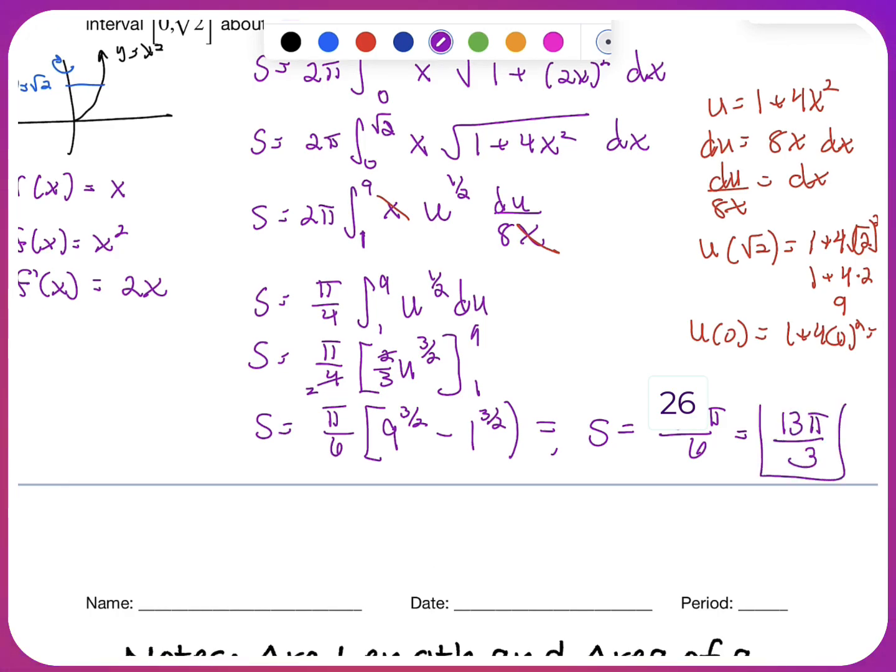So the area of the surface of revolution formed by revolving this line about the y-axis is 13 pi over 3.